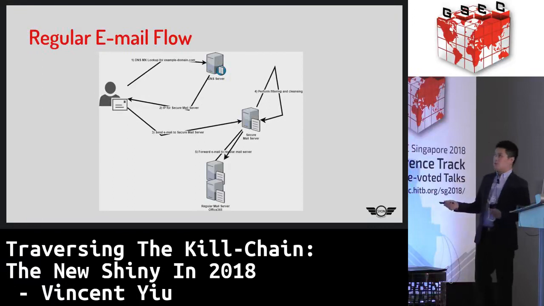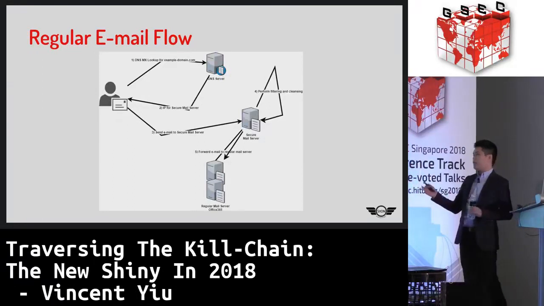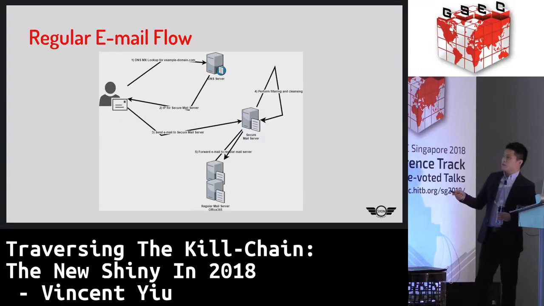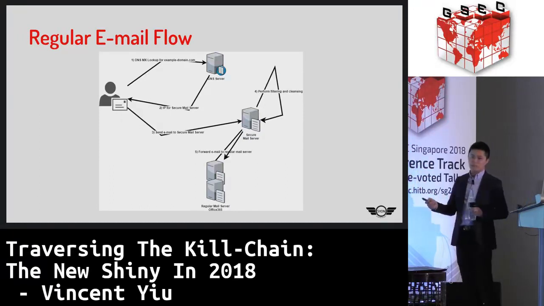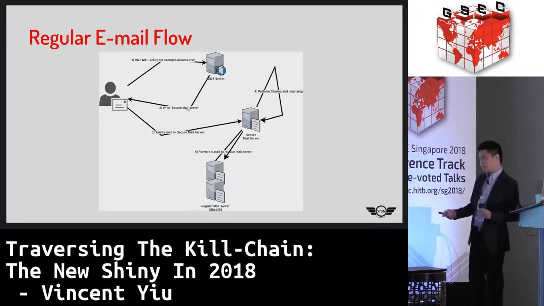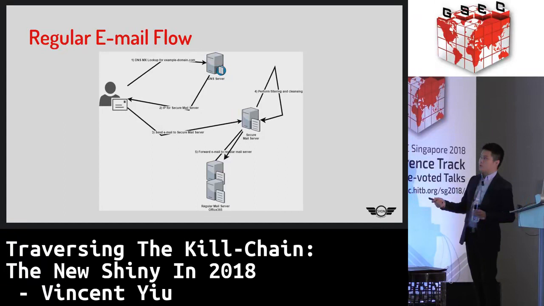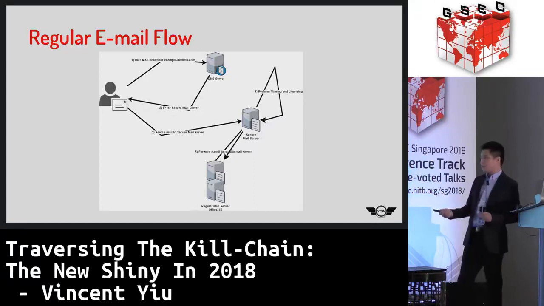So what usually happens when you try and send an email is you do an MX lookup for the domain that you want to send to, and then you get an IP for the mail server. So the secure mail server, if you're using Proofpoint or Mimecast, for example. And then you send that email to the secure mail server. It'll go through its whole filtering process and cleansing process to make sure there's no bad stuff in the email. And then it'll forward it to the final destination on Office 365 if it's all good.